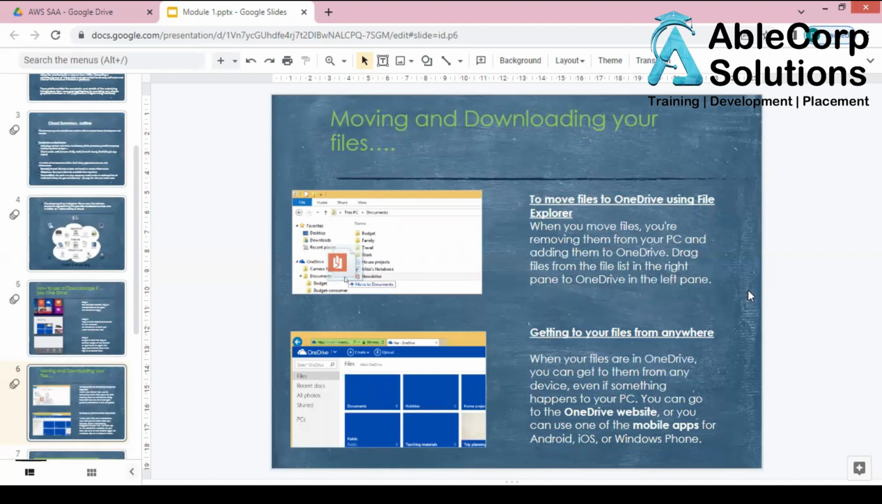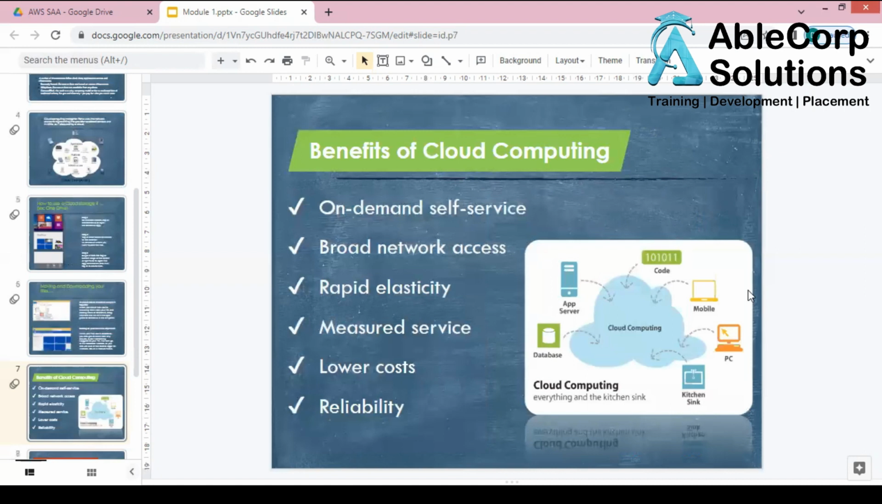So just like the same thing, you have it here as OneDrive or Google Drive, called infrastructure as a service. What are the benefits of cloud computing? On-demand self-service, broader network access, rapid elasticity, measured services, lower cost, and reliability.